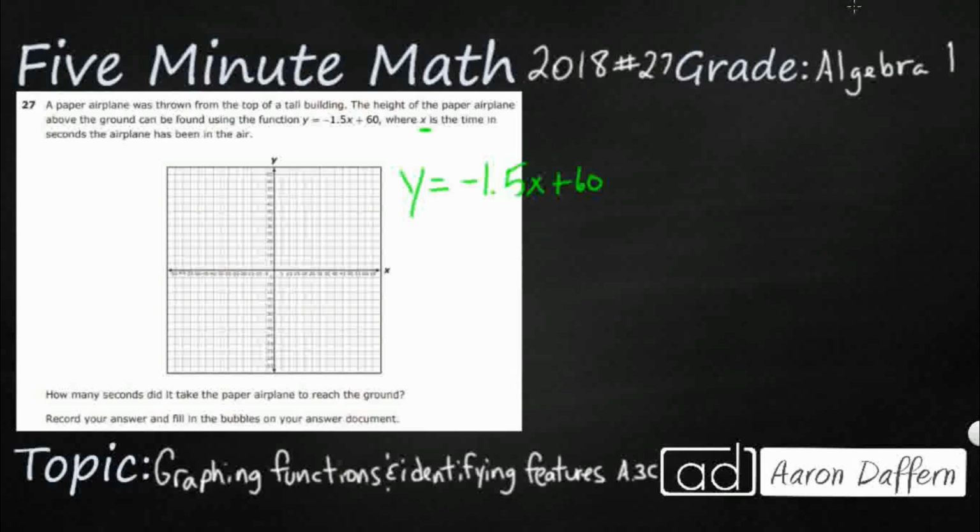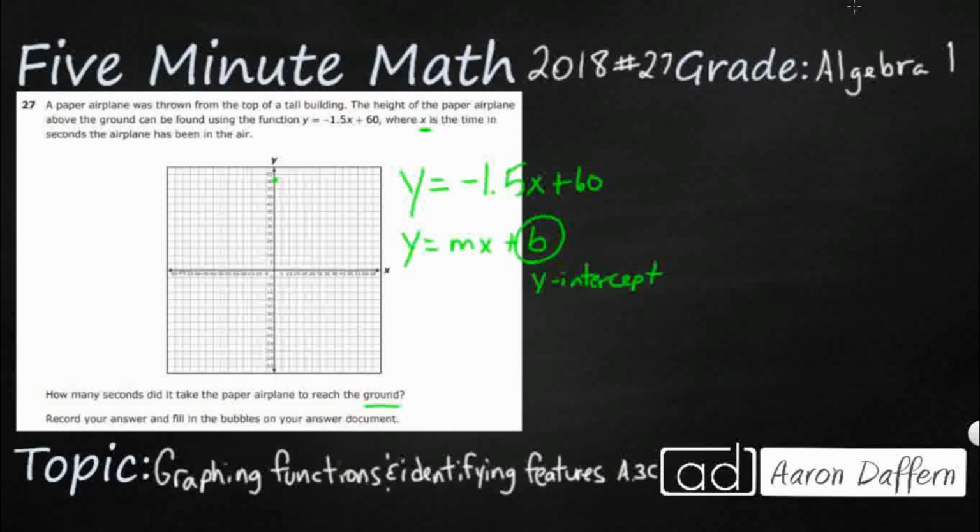All right, so x is our seconds. We're looking for how many seconds it took for the airplane to reach the ground. So we need to interpret this a little bit here. We don't necessarily need to graph it, though we could if we really wanted to. This is already given to us in slope-intercept form, y equals mx plus b. Remember, this b right here is our y-intercept. That's why it's called the slope-intercept form. So it's plus 60. It's very, very tiny, but it's right there.